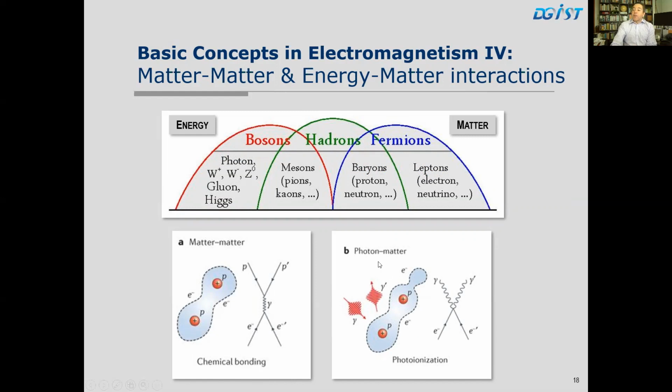And we can also have photon-matter interactions. For example, photoionization. Energy comes in and an electron is given off. So this would be energy-matter and matter-matter interactions. Our main focus will be on these energy-matter interactions. In other words, how does this energy come in? More of these bosons, in particular photons, come in and interact with matter, namely hadrons and fermions, and mostly these electrons, as we'll see. So photons interacting largely with electrons.